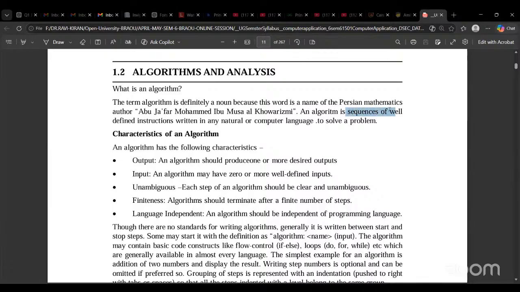It's a sequence of well-defined instructions written in any natural or computer language to solve a problem. So how do you define this algorithm? An algorithm is a sequence of well-defined instructions written in any natural or computer language to solve a problem. So this is the definition you can understand with this.